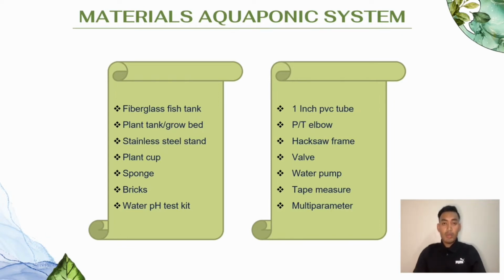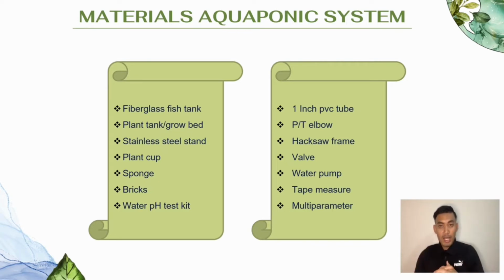Today, I will present the materials needed to form an aquaponic system. Among the main materials needed are a fiberglass fish tank, plant tank or grow bed, PVC tube, and water pump. The selection of these materials is very important to get the best aquaponic system. Material selection will affect this system.